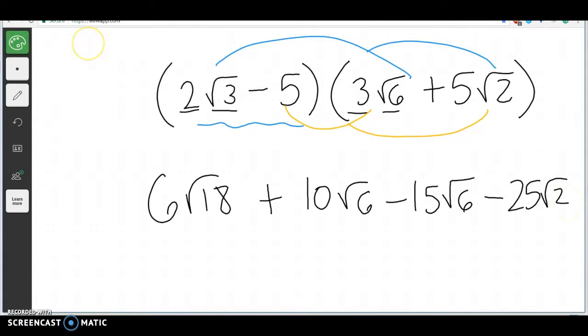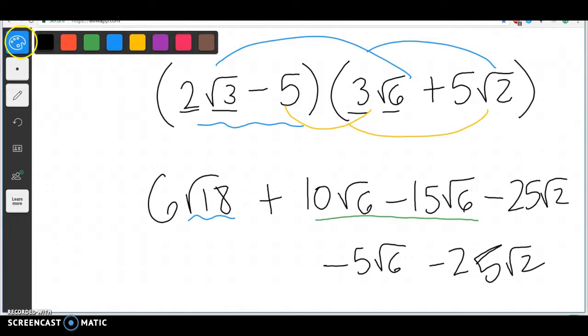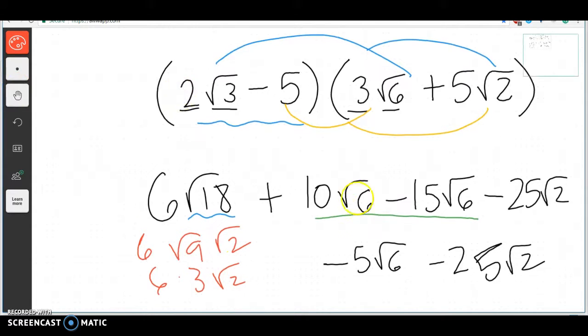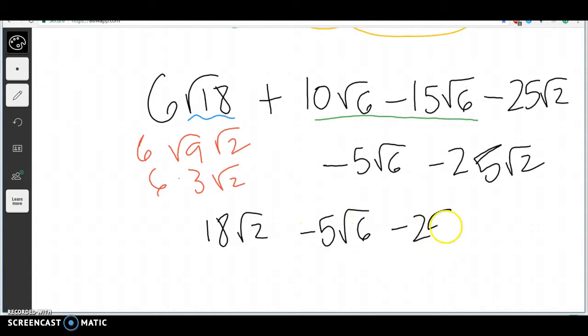So now we're going to look across. I notice here that those have like radicals, so I could combine them and get negative 5 radical 6. I notice nothing is going to divide radical 2, so I can keep that one. Radical 18, though, can be broken up into radical 9 and radical 2. Well, the square root of 9 is 3, so I'd get 6 times 3 times radical 2. And then we would have 18 radical 2 minus 5 radical 6 minus 25 radical 2.